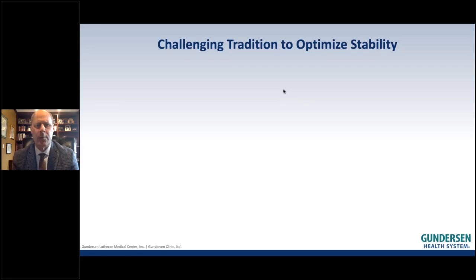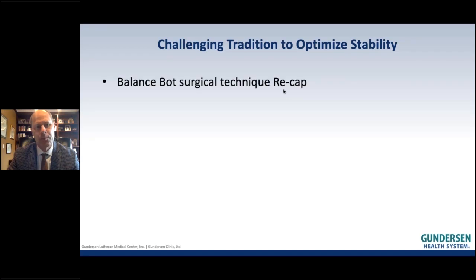And if we accept the premise that we want to optimize stability and that stability is important, then there are going to be times that we have to challenge tradition and we have to do things that might be considered by many to be unconventional, because you have deformities that sometimes need something beyond what is considered more mainstream. So we're going to do this talk in a few different parts.